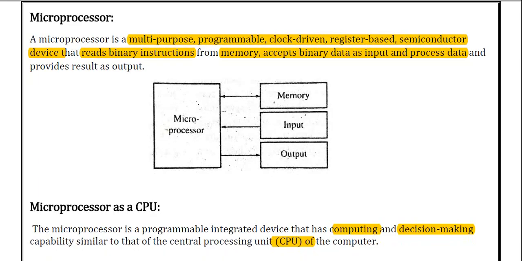This is a simple diagram of microprocessor. Here it is connected with the memory, input and output. In the memory section it can be bidirectional, but in input and output it's unidirectional.